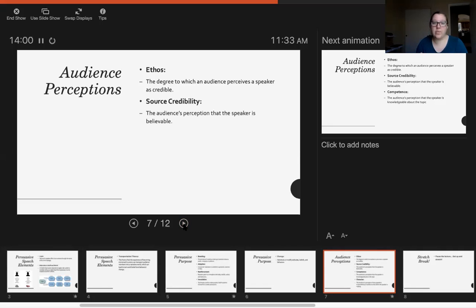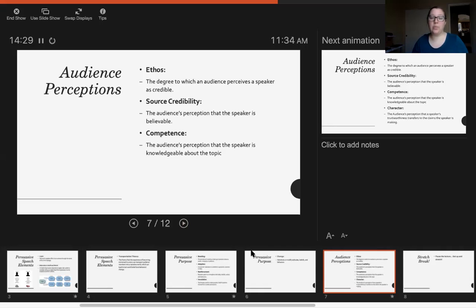So again, source credibility is the audience's perception that the speaker is believable. Again, are you spouting a whole bunch of stuff, or did you do your research? Are you informing them to persuade them? Because that's key, remember, to inform them, to persuade them. Competence is the audience's perception that the speaker is knowledgeable about the topic. These are all things that go hand in hand in making sure that you're presenting a good picture and you've done your research and you're trying to really persuade people the way that you should.